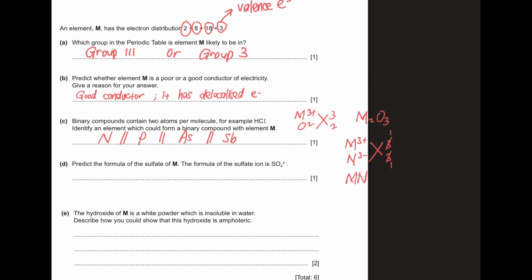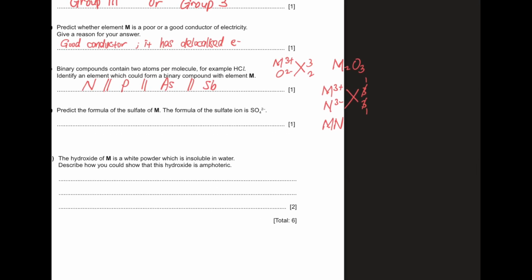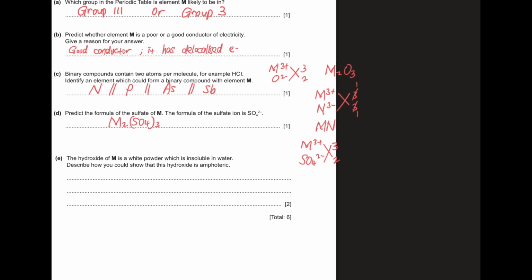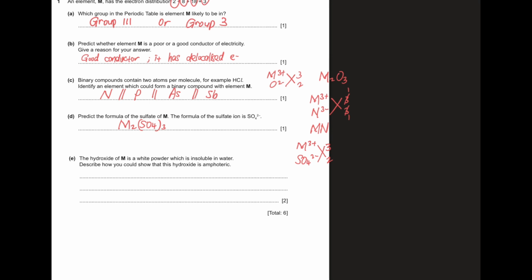Okay, so we look at D now. Predict the formula of the sulfate of M. So now we have to use the same idea where we exchange the numbers. So you know M tends to form M3+. Sulfate is SO4 2-. 3 and 2 exchange. So M2(SO4)3.